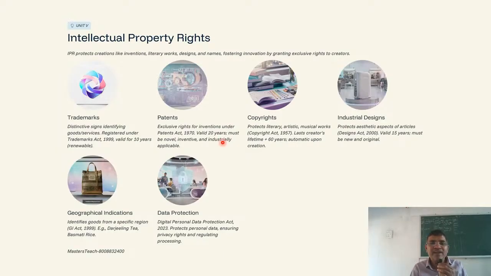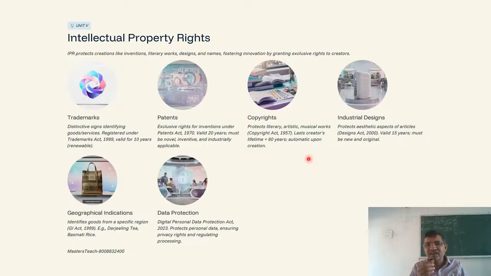So remember this. A patent means an exclusive right for inventions under the Patent Act 1970, valid for 20 years; it must be novel, inventive, and industrially applicable. Then copyrights protect literary, artistic, and musical works. Under the Copyright Act 1957, it lasts for the creator's lifetime. So copyright lasts up to the lifetime of the person who created it, plus 60 years after, and it is automatic upon creation.